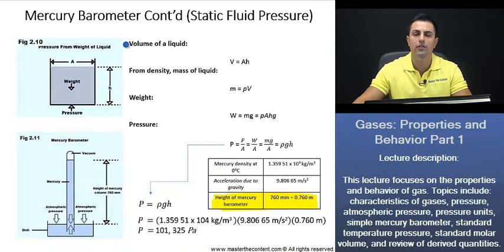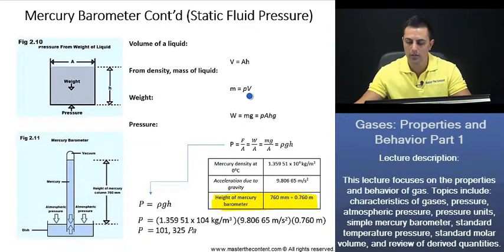Beginning here with the volume of a liquid. If you recall, the volume of a liquid is just going to be the cross-sectional area times the height. And from density, if we want to find the mass of a liquid, we could use the following equation, which is just going to be the density of the liquid times the volume of the liquid. Now, from physics, we know that weight is just going to be mass times the acceleration due to gravity. Knowing our first two equations, we can rewrite our equation for weight and end up with the following.